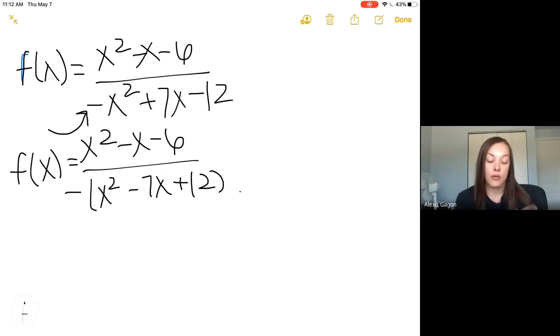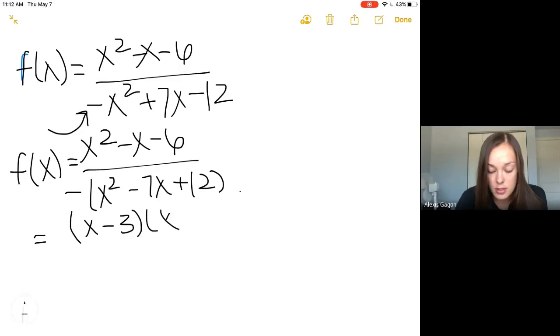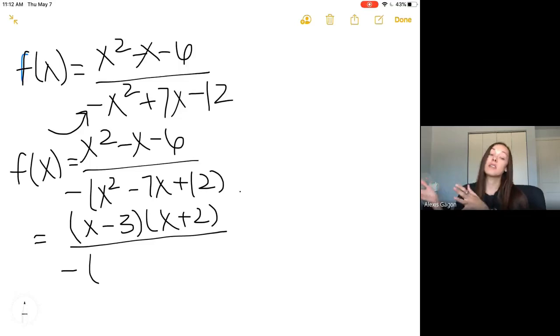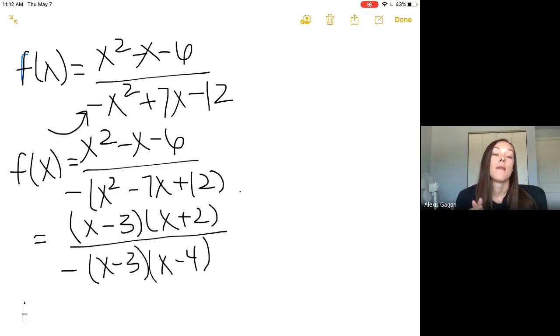Then we can go through and factor this further. So the top, we see what multiplies to be negative 6, adds to be negative 1. So this is x minus 3 and x plus 2. On the bottom, we see what multiplies to be 12, adds to be negative 7. Well, that's x minus 3 and x minus 4. Again, we have a common factor here.